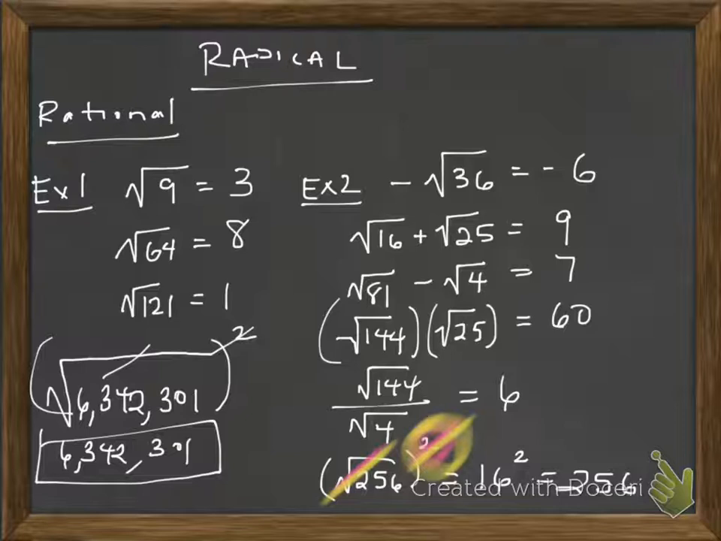Any questions so far? Alright. That's basically your rational roots, okay? Meaning that everything is perfect, everything is happy, everything is good. But then you have irrational. Sounds pretty easy. Now here's the deal.